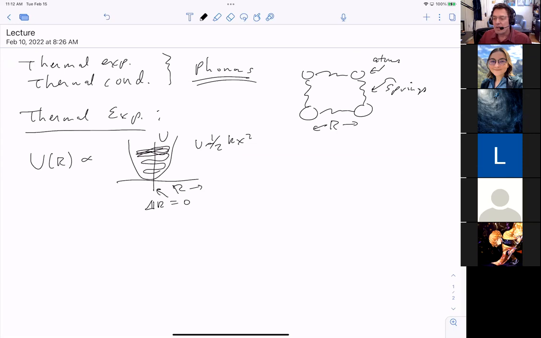Is it just the center of the well? That's exactly right. And so if it's the center of the well, and if all the atoms are doing this, as you get them hotter, they jiggle more and more, but they're jiggling in this parabolic well, and the average is the center of the well. So what is the average change in the separation of atoms as I heat up a solid? Somebody tell me, what is the average change in separation of atoms as I get hotter and hotter and hotter? Tell me.